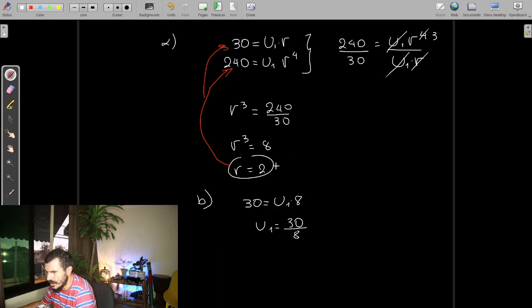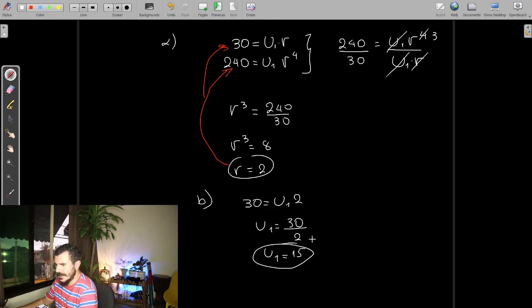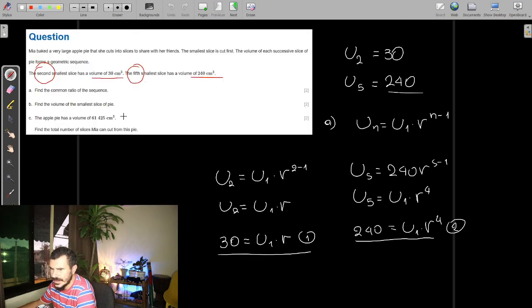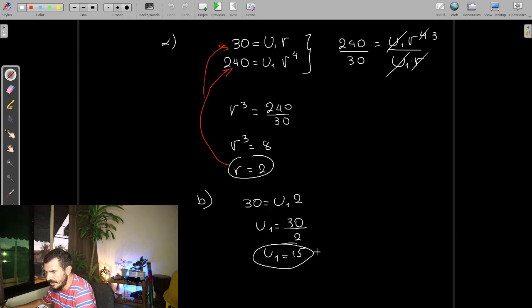Sorry, I made a mistake here. It's not 8, it is 2, because the number will become very big. So U1 is 15. And that's how I can find my smallest slice, the volume of the small one. Be careful, 15 cubic centimeters.